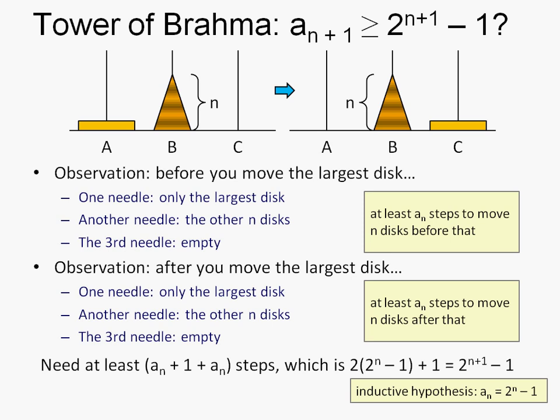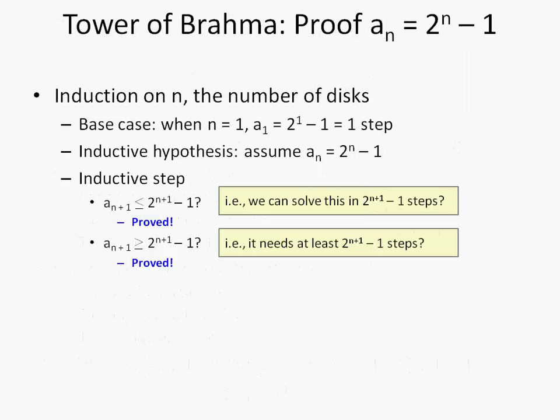Again, the inductive hypothesis tells us that an is 2 to the power of n minus 1. So we have proved that a(n+1) is greater than or equal to 2 to the power of n plus 1 minus 1. Since we have proved both inequalities, we prove that a(n+1) is 2 to the power of n plus 1 minus 1, and the claim is proved.